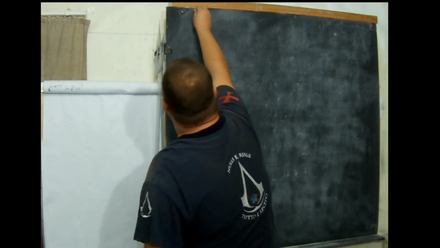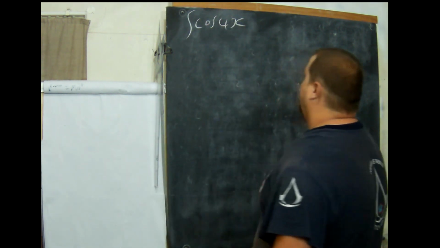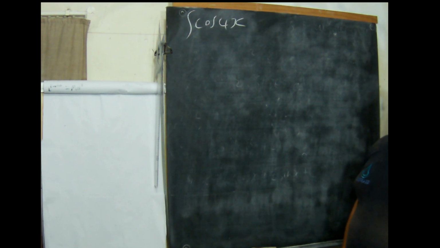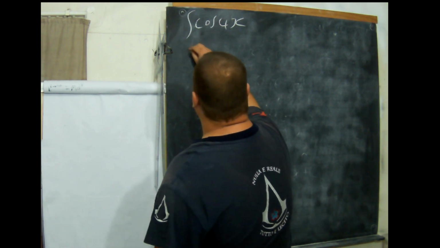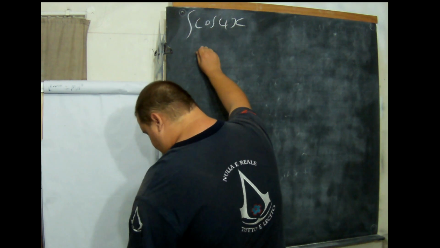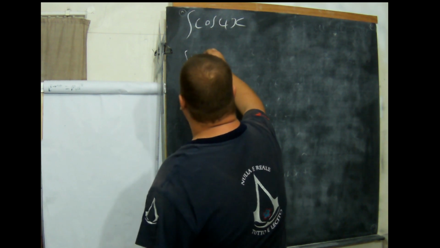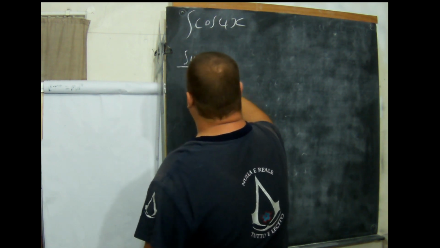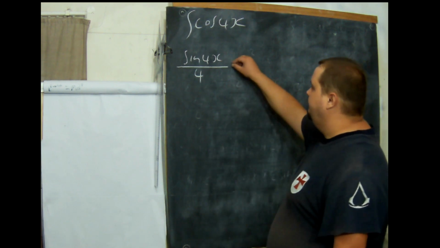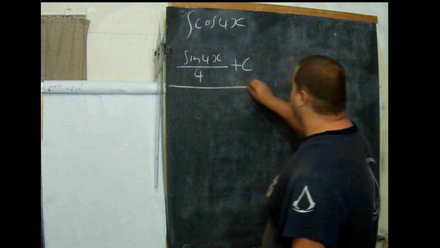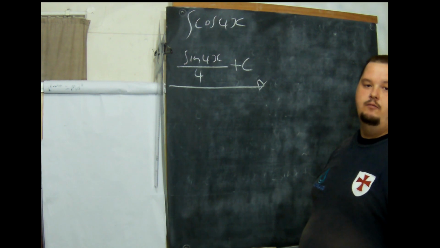Next sum. Okay, the integral of cos 4x. Now, the integral of cos is sine. So we have sine 4x divided by 4. That is the basic integral that we're always going to follow. So plus c. And that will be in your formula sheet. This answer will be in your formula sheet.